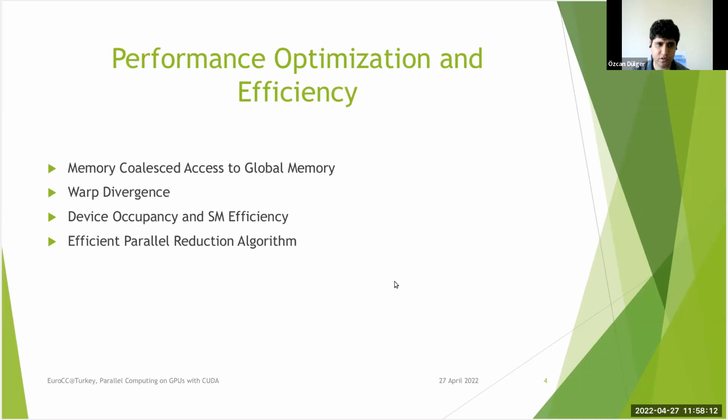First, I will show you the issue about memory coalesced access to the global memory. The second issue is warp divergence. The third one is device occupancy and streaming multiprocessor efficiency. And then I will show you an efficient parallel reduction algorithm, which was proposed by Mark Harris from the NVIDIA Development Department.